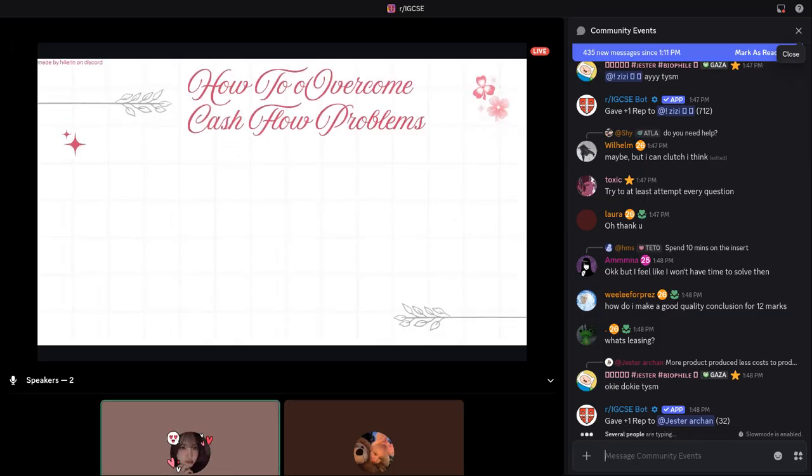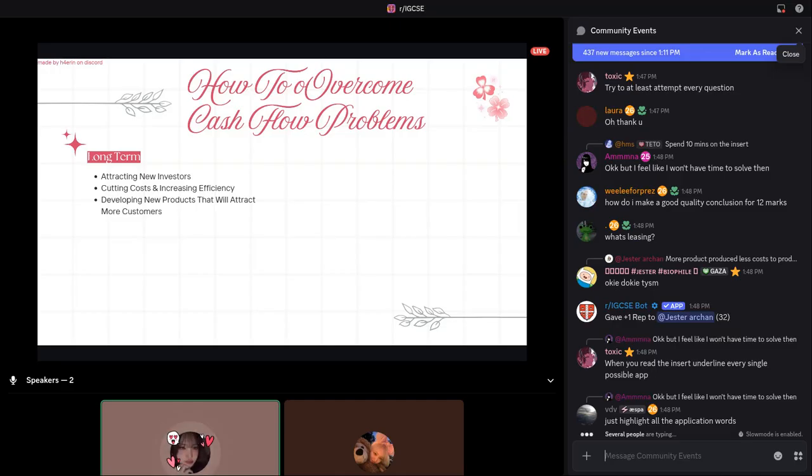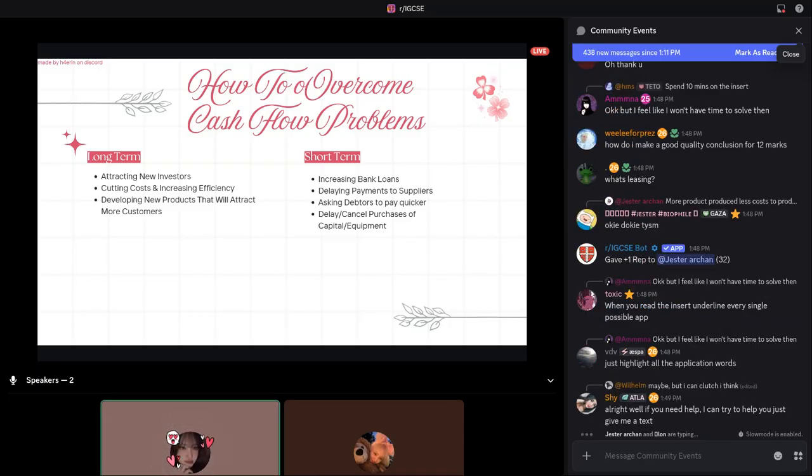Furthermore, how to overcome cash flow problems. For the long term, you would need to attract new investors, cut costs, and develop new products. In the short term, you would need to increase bank loans, ask your debtors to pay quicker, which is a bit of forcing but not exactly, delay payments to suppliers, and delay or cancel purchases of capital or equipment.